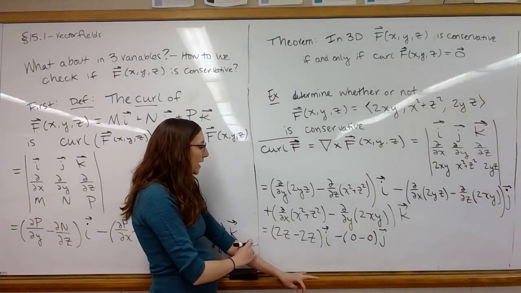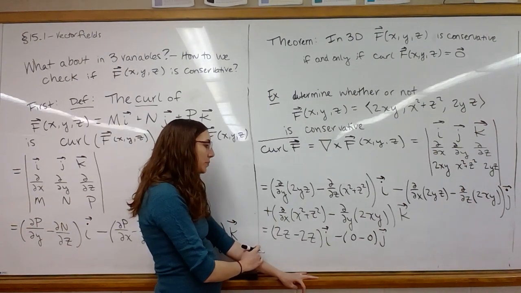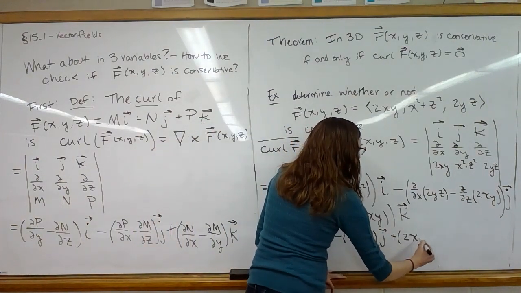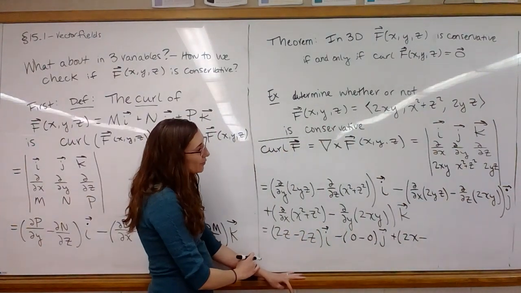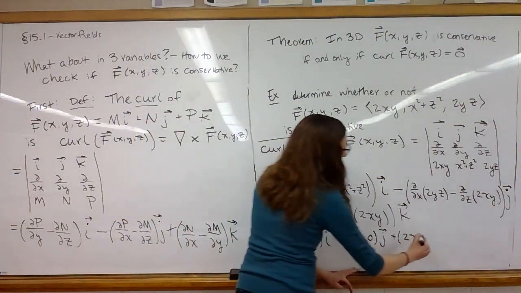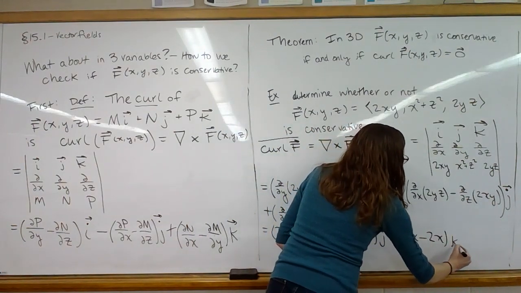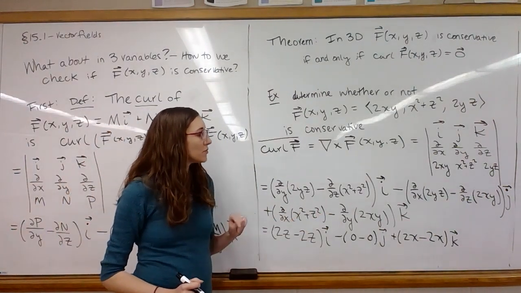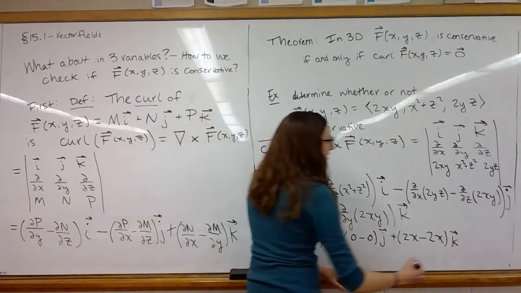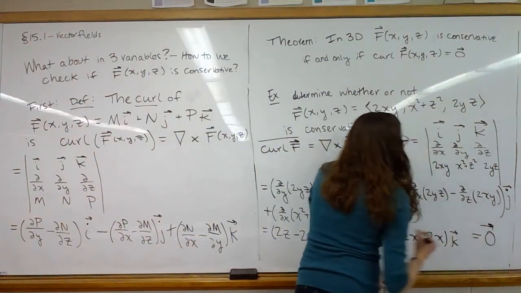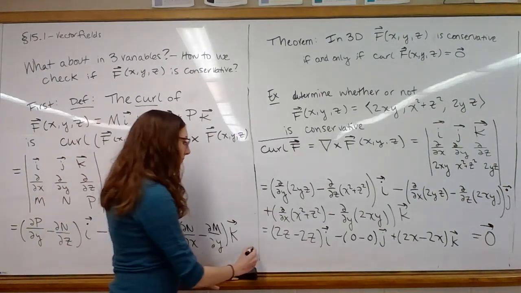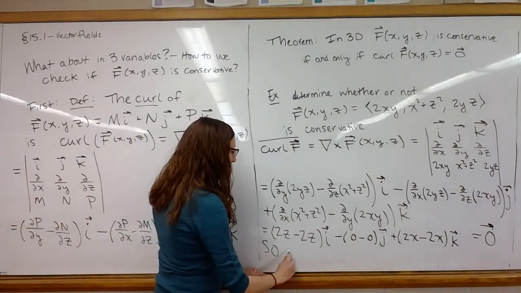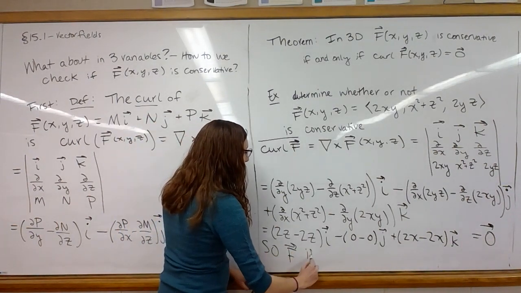And then now we've got the last one, the partial with respect to x of x squared plus z squared is going to be 2x, minus the partial with respect to y of 2xy, which is also 2x. And that's our k component. So really we have 0 times i minus 0 times j plus 0 times k, which is in fact the 0 vector. So by our theorem, F is conservative because the curl equals the 0 vector. So F is conservative.